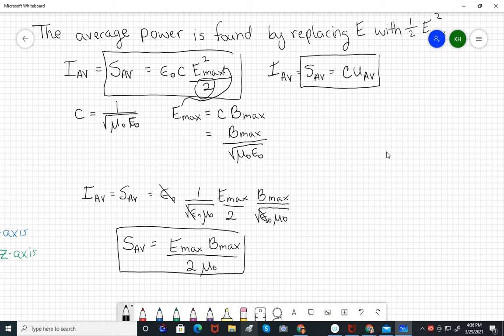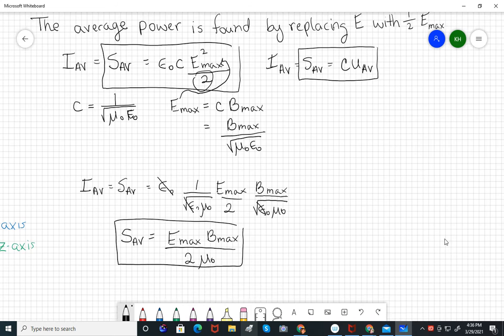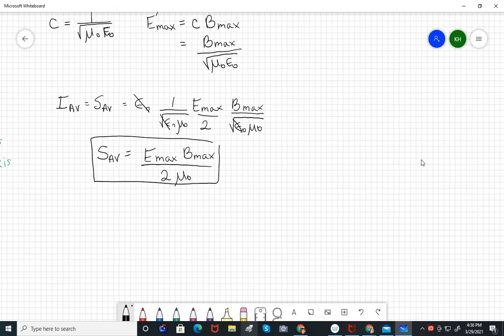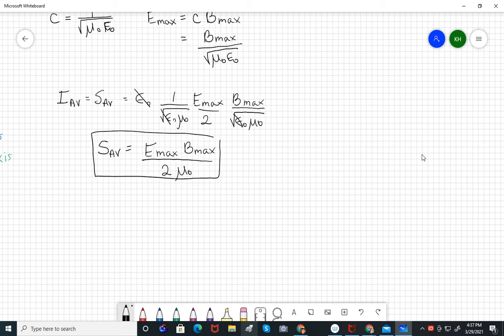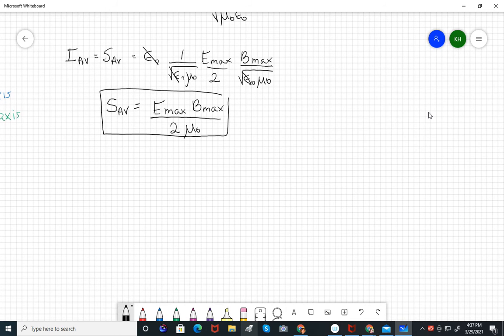So all three of those expressions are equivalent, and all three of those expressions give you an average energy density. And the unit, of course, no matter which one you use, is going to be the number of watts per meter squared. Let's look at an example.